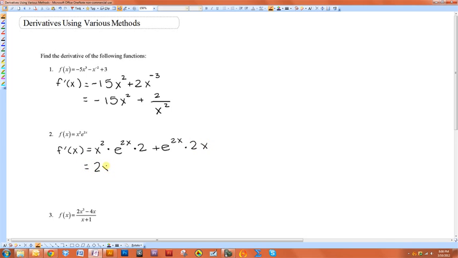So you get 2x squared e to the 2x plus 2x e to the 2x. And you can leave it like this. Now you might want to factor it though. Notice there's a greatest common factor of 2x and e to the 2x. So 2x e to the 2x. So if I factor that out, I'll be left with an x plus 1.